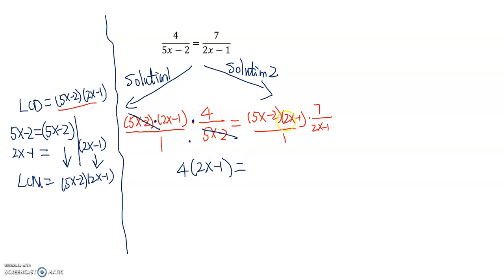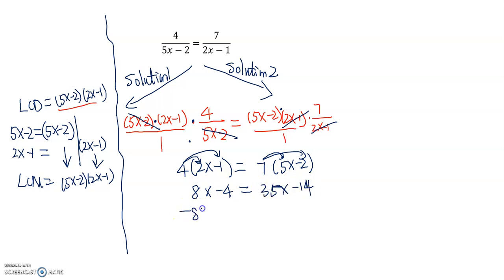On the right-hand side, 2x minus 1 and 2x minus 1 is the common factor from the top and the bottom. We can cross them out, and we're left with 7 times 5x minus 2. So now we don't have any fractions anymore. We can get rid of parentheses by distributing the number in front of each parenthesis. And we can combine like terms.